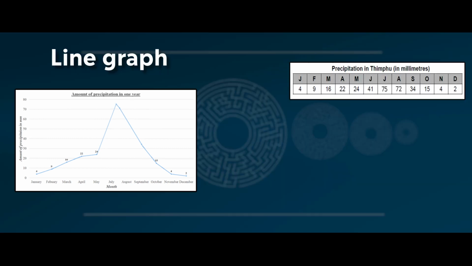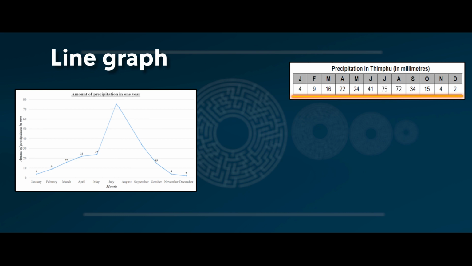So this was the table. This table shows that in January there was only 4 millimeters of precipitation. In February there were 9 millimeters of precipitation, and similarly March 16, April 22, May 24, June 41, July 75, August 72, September 34, October 15, November 4, and December 2 millimeters of precipitation.